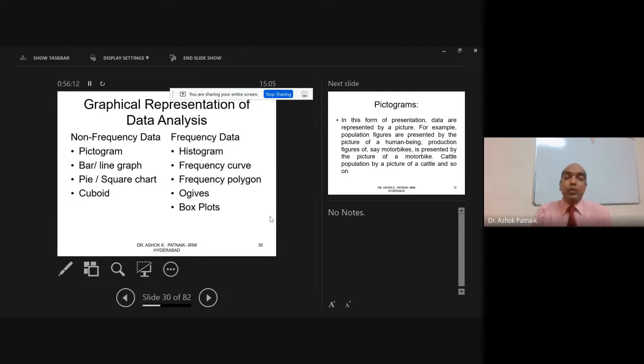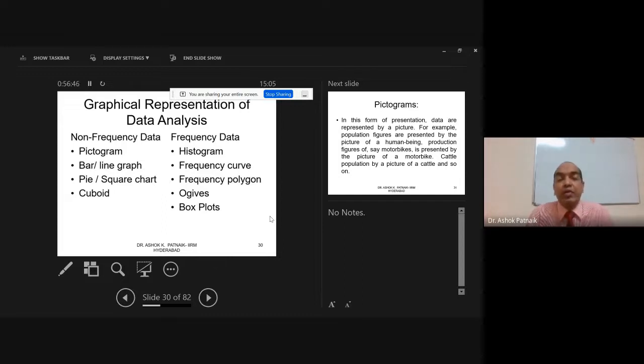So generally, you get the data in 2 ways. One is non-frequency data, where there will be no range, or there will be no highest number, lowest number, or minimum value, maximum value. So those data we call non-frequency data. And there are also frequency data where there will be a range like 15 to 25 years or 5,000 to 10,000, or there will be some kind of upper limit or lower limit. In that case, you use frequency data tools.